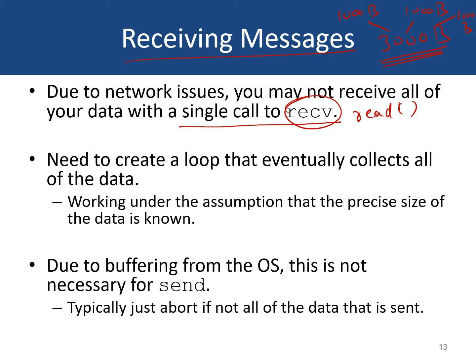And therefore, while receiving messages, it is a good idea to create a loop that will eventually collect all of the expected data. Now note that here we are working under the assumption that we know precisely what the size of the data sent by the sender is. So in our example here we are assuming, let's say, it is 3000 bytes. Later we'll talk briefly about how the communication can work if we don't know the precise size of the data. But for now, let's assume that we do know the precise size.